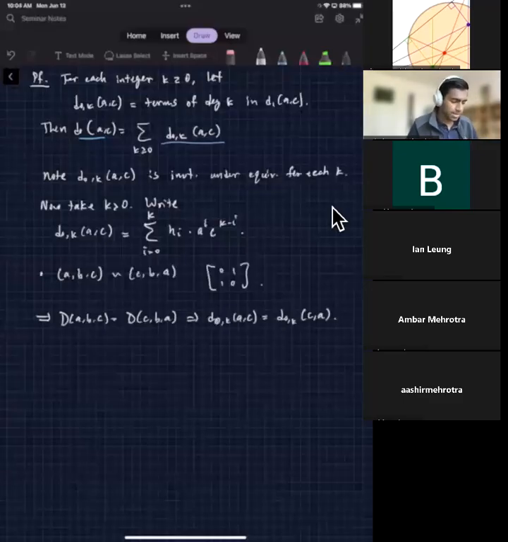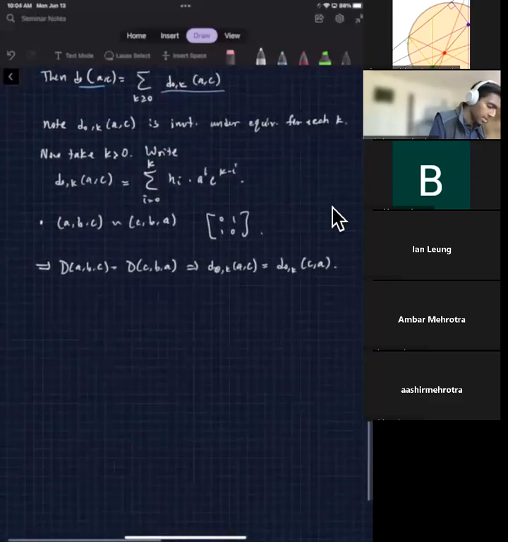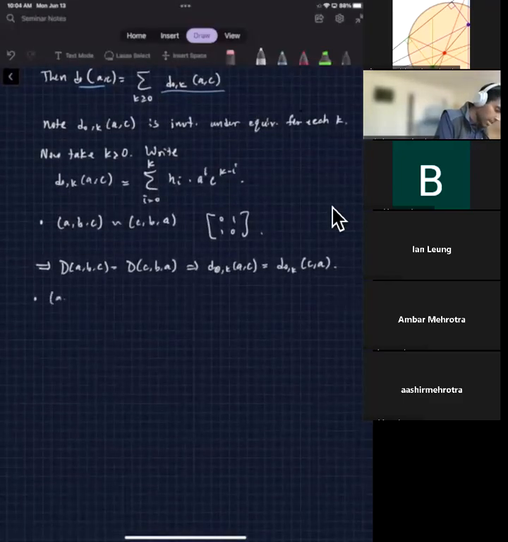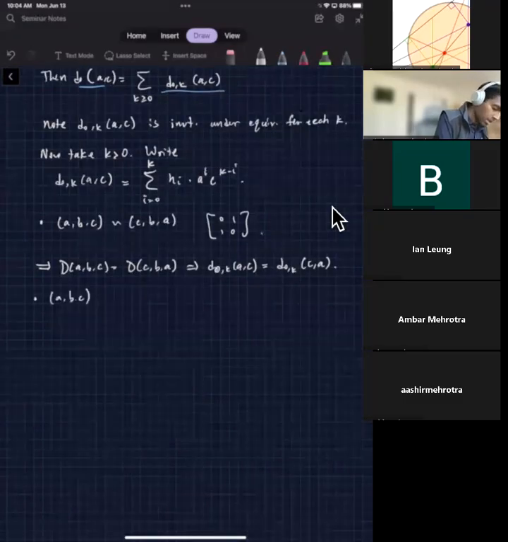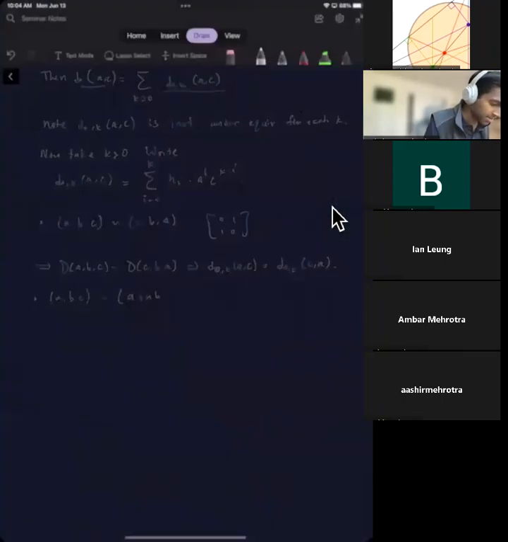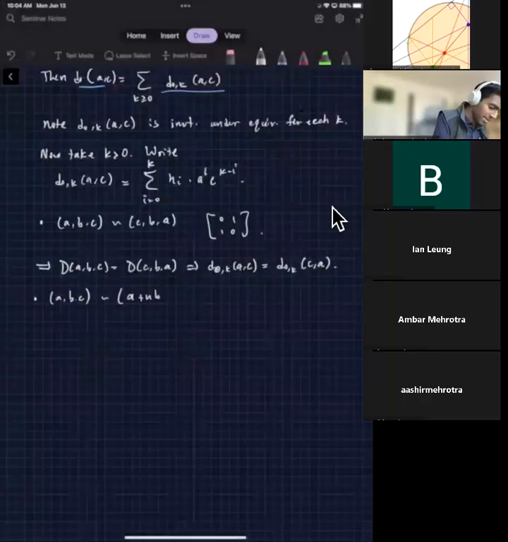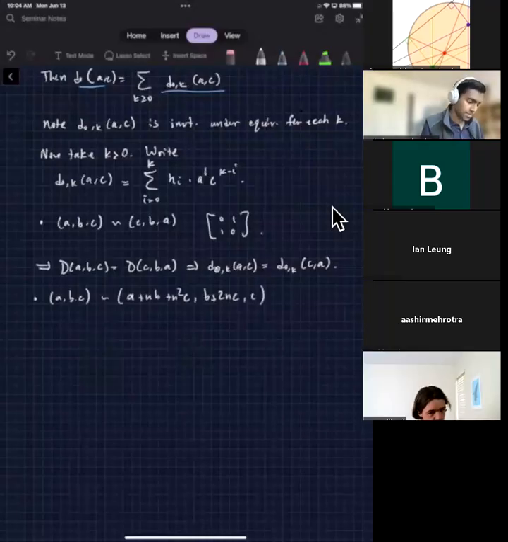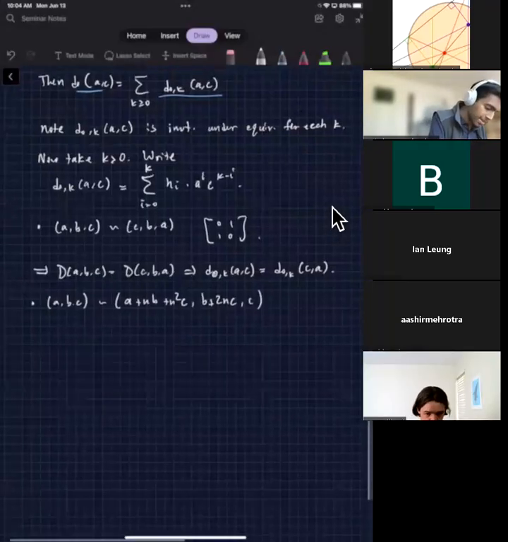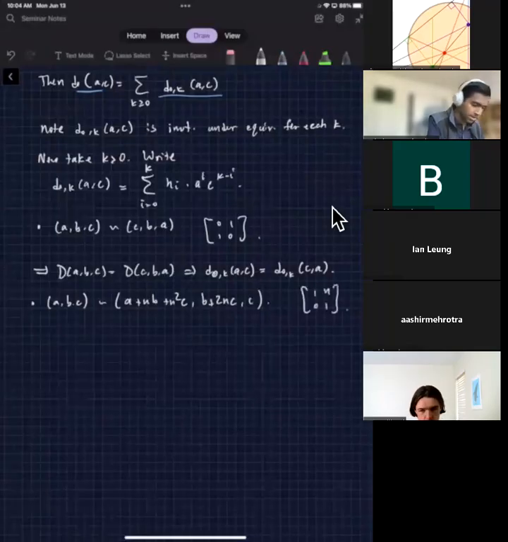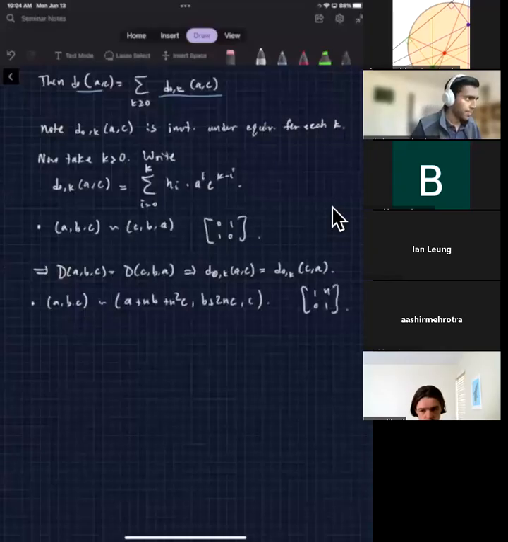Okay, so d naught k is symmetric in A and C. The next equivalence I want to use is that (A, B, C) is equivalent to the following funny triple: (A + nB + n² C, B + 2nC, C). So that's a funny equivalence, and it is given by the matrix [[1, n], [0, 1]]. You can do this for any integer n.